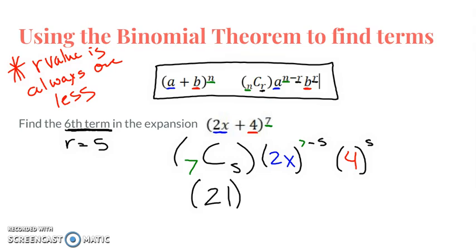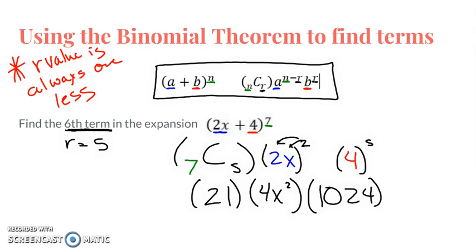Then I've got a 2x to the 7 minus 5 power. 7 minus 5 would just be 2. So that's a 2x squared. Squared has to go to the 2 and to the x. So that gives me a 4x squared. And then I've got a 4 to the 5th power, which I believe is 1024. Check that real quick. Yep, 1024. So now I need to multiply all three of these together. I'm going to take 21 times 4 times 1024. And that gives me 86,016 x squared. Don't forget your x squared at the end.